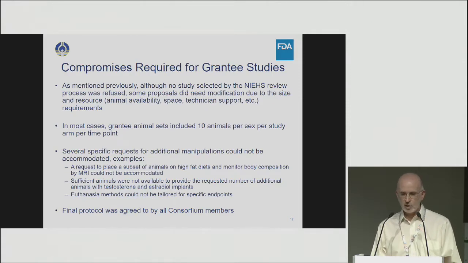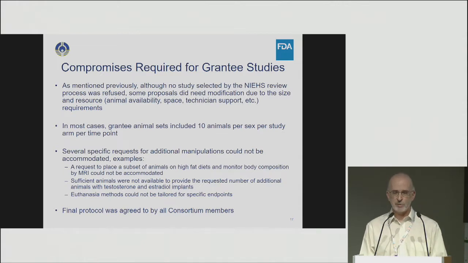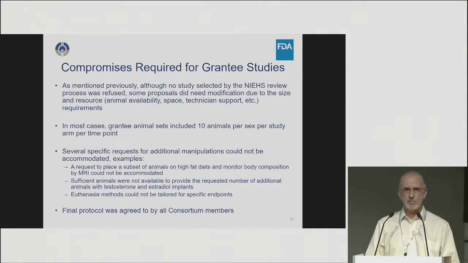As I indicated earlier, no study was totally rejected, but some proposals did need modification. In most cases, the grantee animal sets included 10 animals per sex, per study arm, per time point. And in some cases, there were more that were requested. There were several specific requests that we couldn't meet. One investigator was insistent that for her studies to work, we had to have a subset of animals go on high-fat diets and had to do body composition by MRI, and that just could not be accommodated. And similarly, euthanasia methods could not be tailored for specific endpoints.